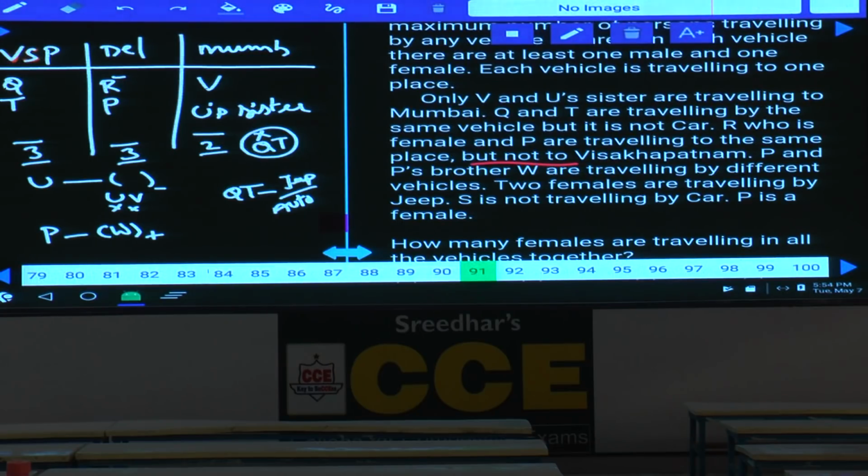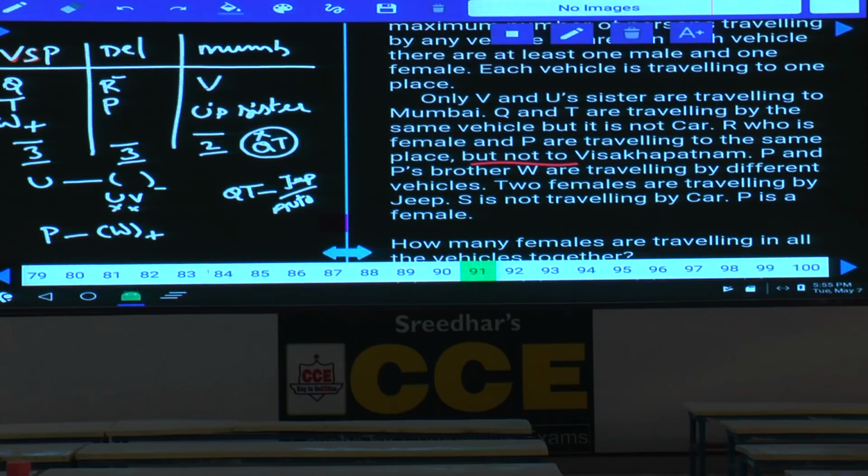Now tell me, P is traveling to Delhi. That means W must travel to either Visakhapatnam or Mumbai. Out of these, can W travel to Mumbai or not? No. Why can he not travel to Mumbai? Because only U's sister and one other are traveling to Mumbai, and W is a male, so he cannot be U's sister. Hence W must be traveling to Visakhapatnam. Now W is a male.